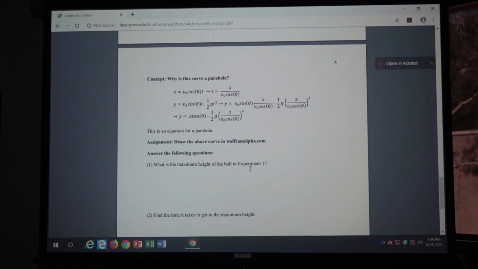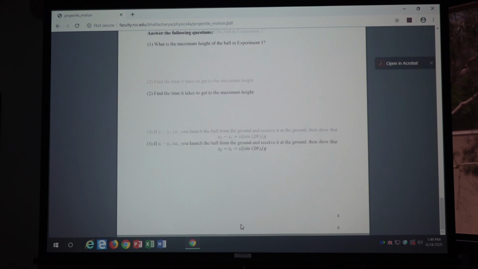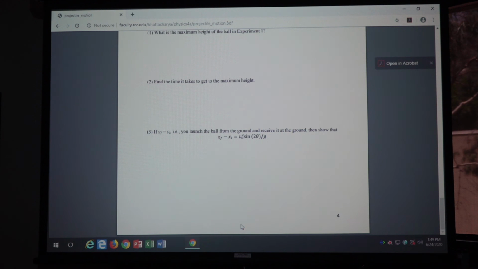What is the maximum height of the ball in experiment 1? Just use your kinematic equation to find it, because I have given you the velocity and the angle. From that, you can calculate the maximum height very easily. Do that and find the time it takes to get to the maximum height. Also use the kinematic equation to do that. And then this is also in the textbook. It is just a theoretical part.